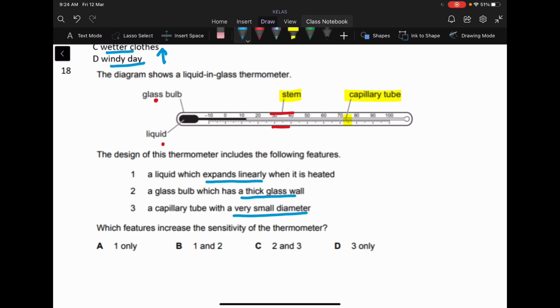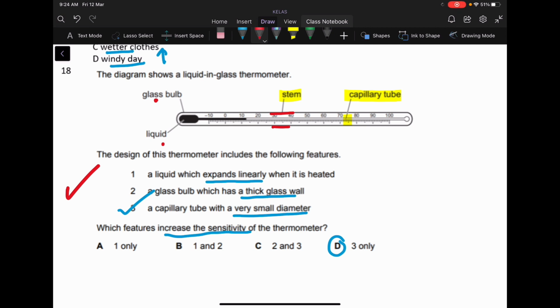Which features increase the sensitivity of the thermometer? So these are the factors to increase the sensitivity of a thermometer. Which one is correct? If you want to increase the sensitivity, number 3 is the only one that is correct. So the answer is D. Number 1, liquid which expands linearly, that is true, but that doesn't affect the sensitivity.